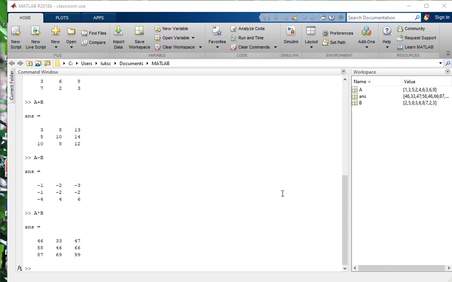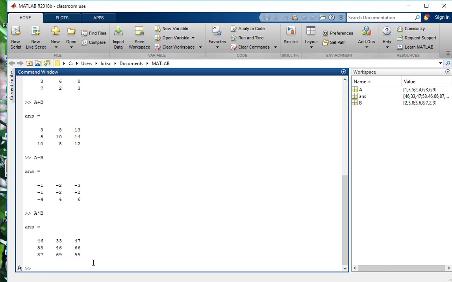If I wanted to do, let me go back in here, A dot times B, I get a very, very different answer. And the dot is term by term multiplication, so it's saying first terms in each matrix multiplied together. So this is called array arithmetic. A times B with no dot is the matrix arithmetic. So it's very important that we recognize those.